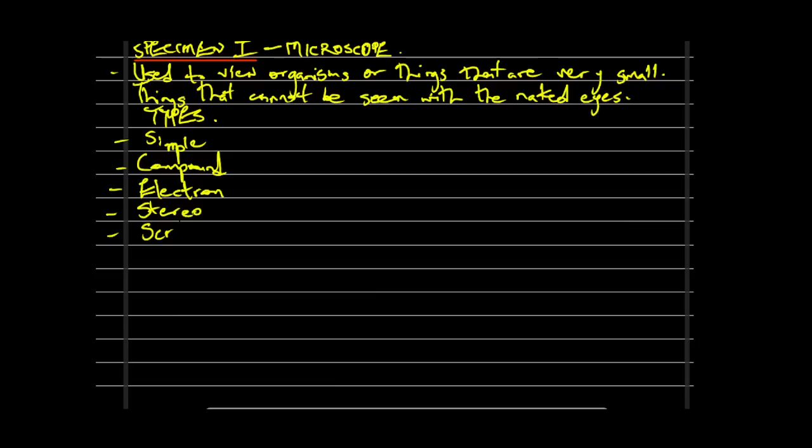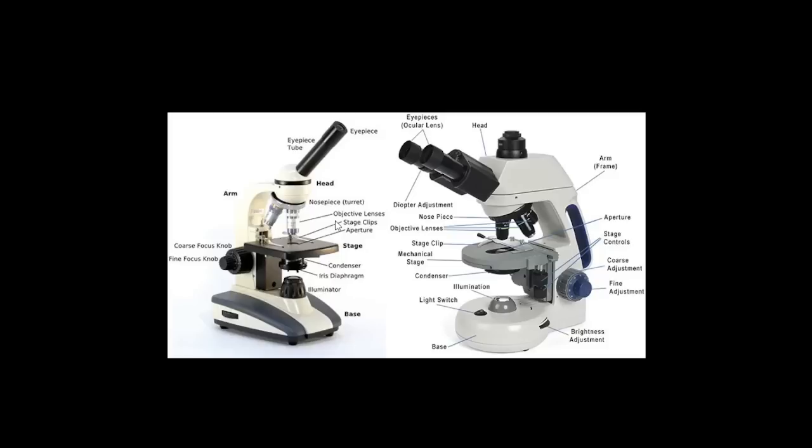So those are the types of microscopes that we have. But the major ones that we have are the simple microscope and the compound microscope. Those are the ones you can see drawn here. This is a simple microscope. This is a compound microscope. They are used to view tiny objects, like I've said earlier on.